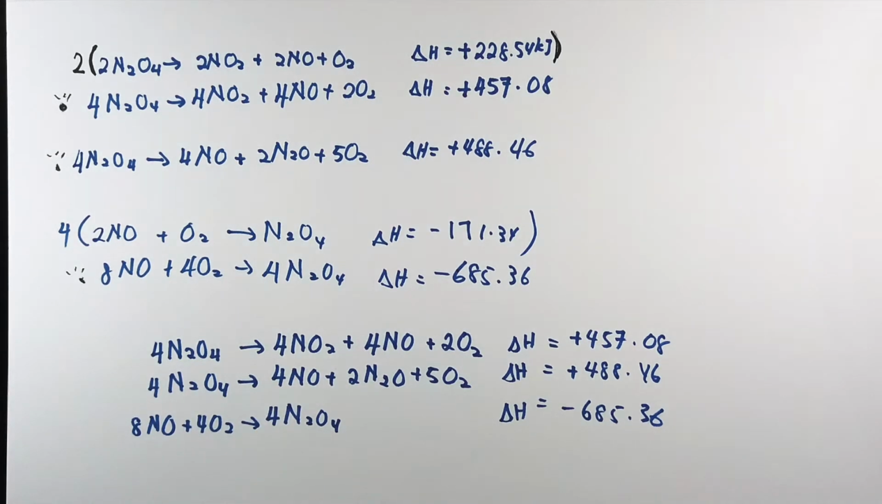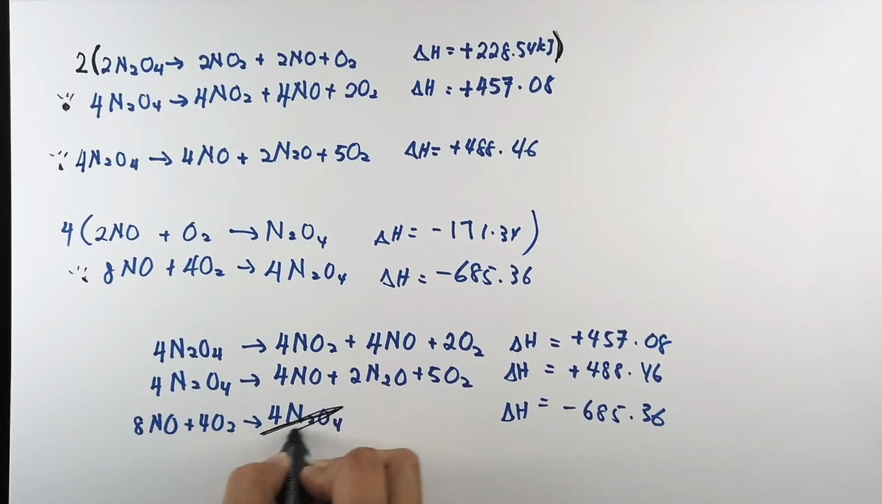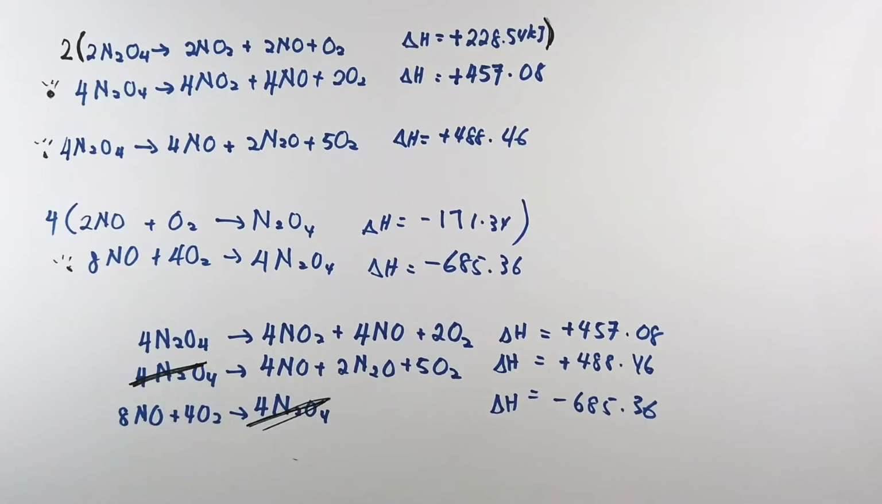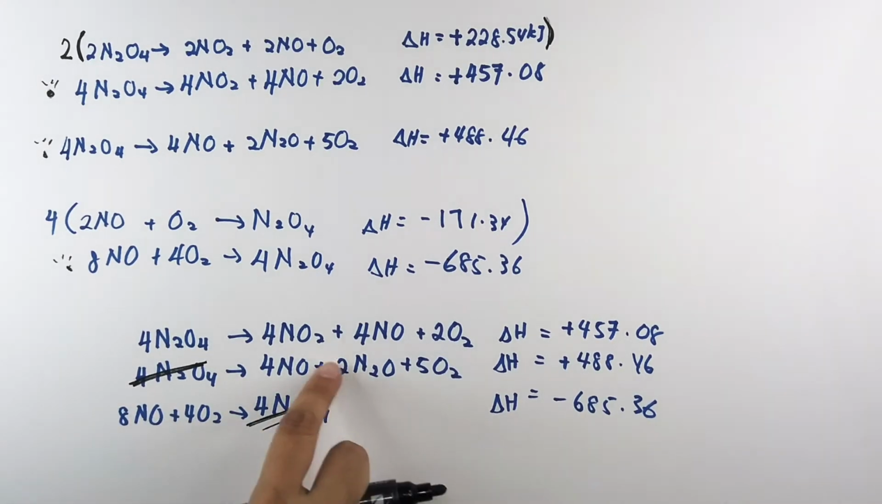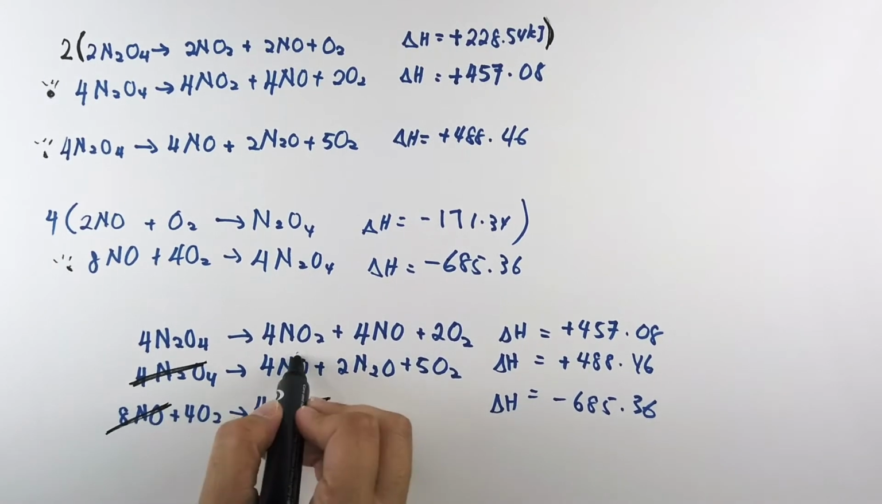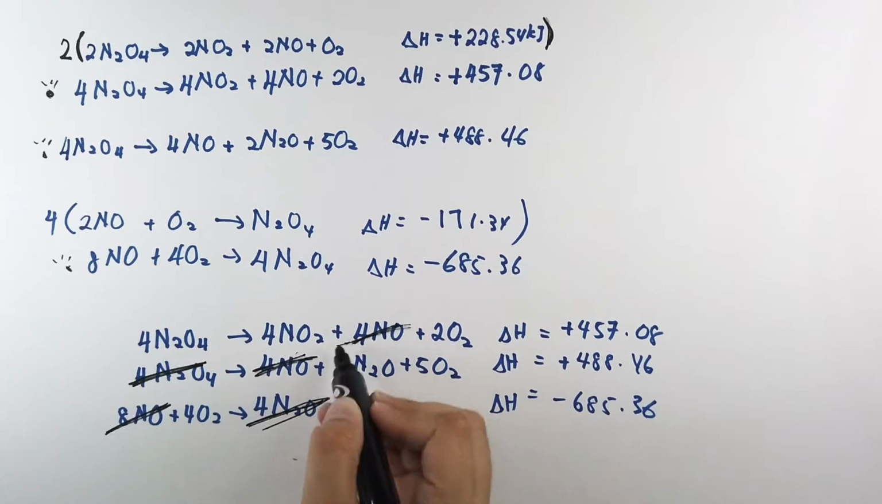So what we need to do now is slash out all the things that we don't want from the equations that we have done. So definitely we have an excessive amount of N2O4, so one of these must go. So this one we can slash with this one, right? Okay, what else? The NO. See, we don't want the NO here, and then we have 4 NO and 8 NO. 4 plus 4 is 8, so we slash this out as well.